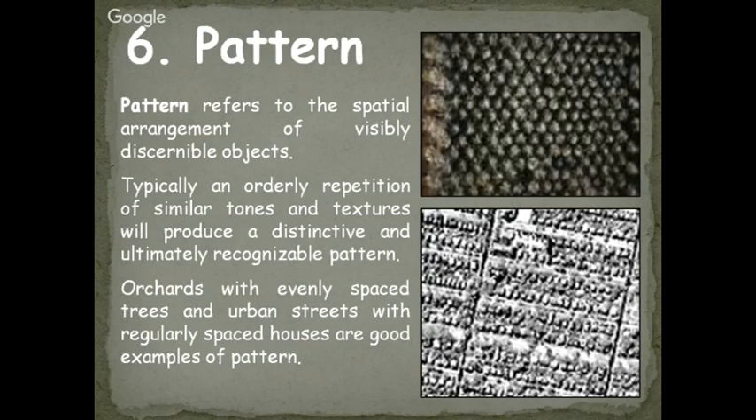Same is the case with the lower picture. Here we can see the arrangement of different buildings. By just looking at the arrangement, we can see that it's some sort of planned settlement. We can identify that, because things are arranged in a geometrical form.